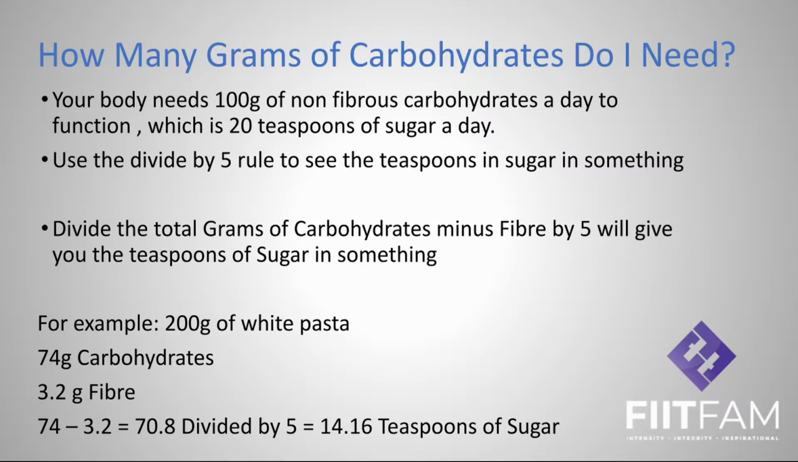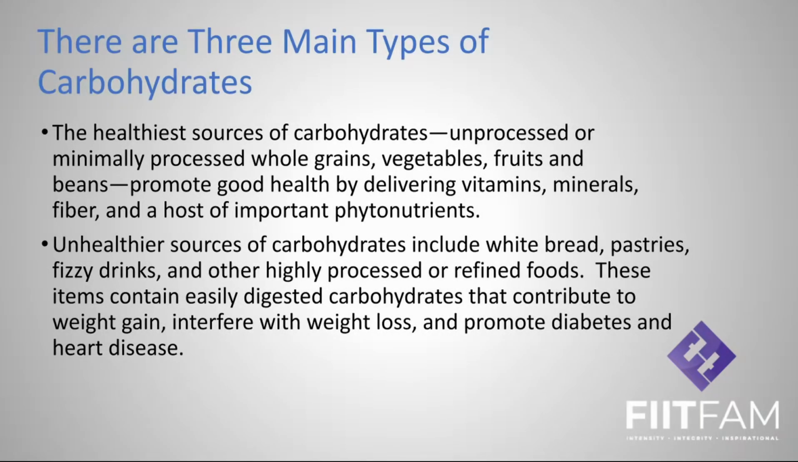There are 3 main types of carbohydrate. The healthiest sources of carbohydrates are unprocessed or minimally processed whole grains, fruits, vegetables, and beans. They promote good health by delivering vitamins and minerals, fibre, and a host of important phytonutrients.